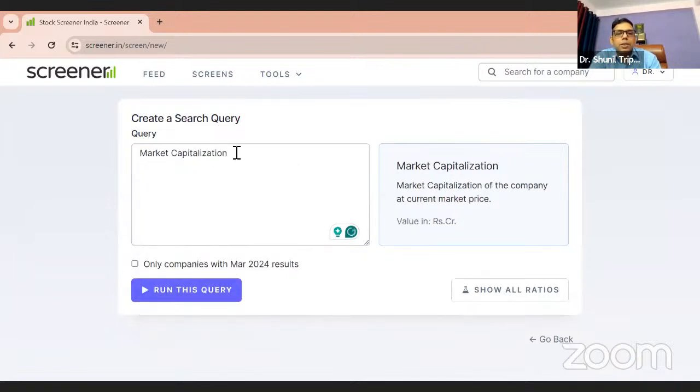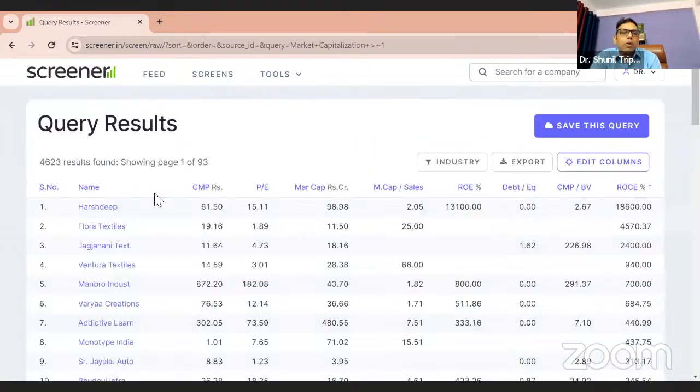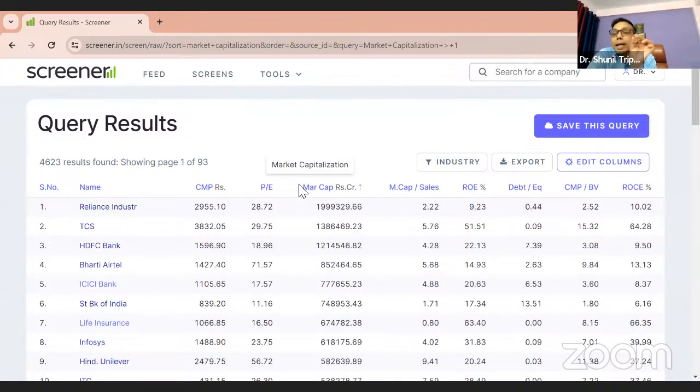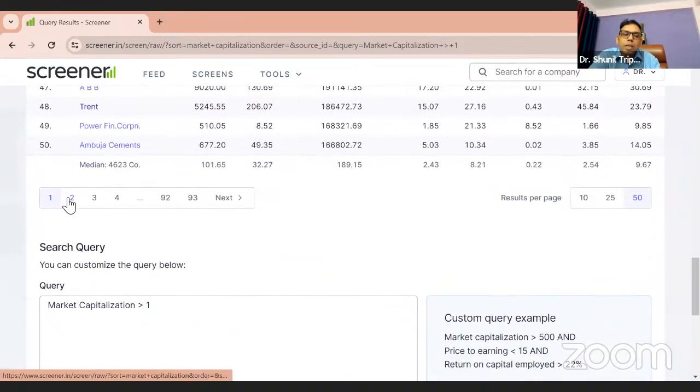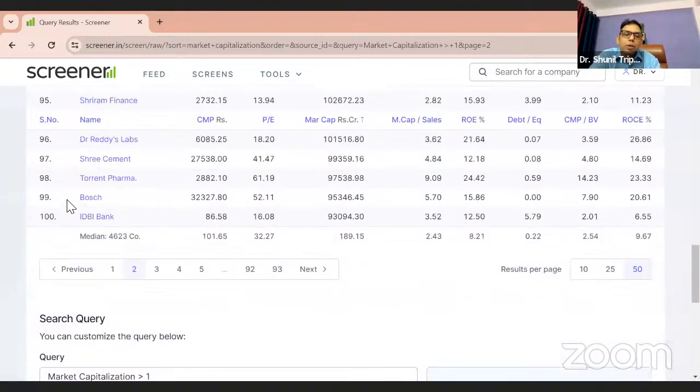Market capitalization greater than 1. Now, suppose there are 4,623 companies in India which have market capitalization of more than 1 crore. There can be companies with less than 1 crore also. Now, if I put them in descending order of market cap, the first is Reliance, the second is TCS, then HDFC, then Bharti, then ICICI, and so on. These are the first 50. Then I will go to page number 2, the next 50. Then I will go to page number 3.